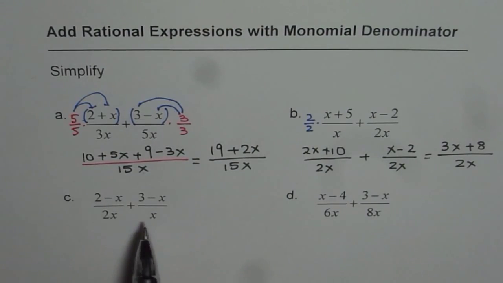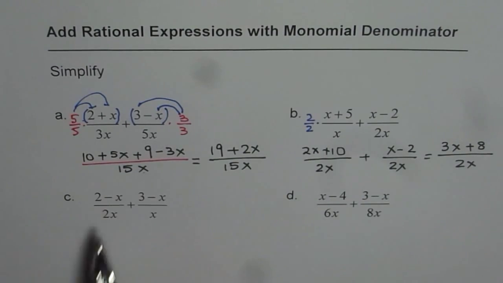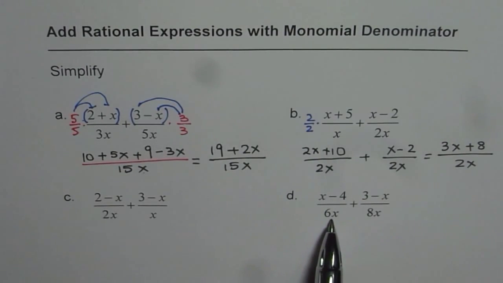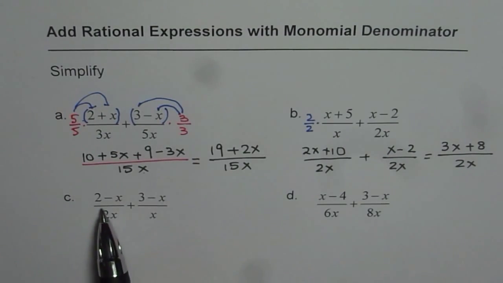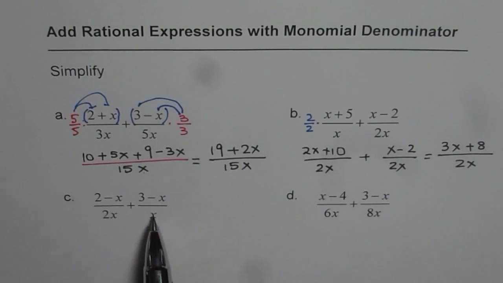I'd like you to do parts C and D on your own, right? So first step is figure out what is the least common denominator. In this case it is 2x, and here it should be 24x, and then accordingly write equivalent rational fractions with same denominators and add the numerators.